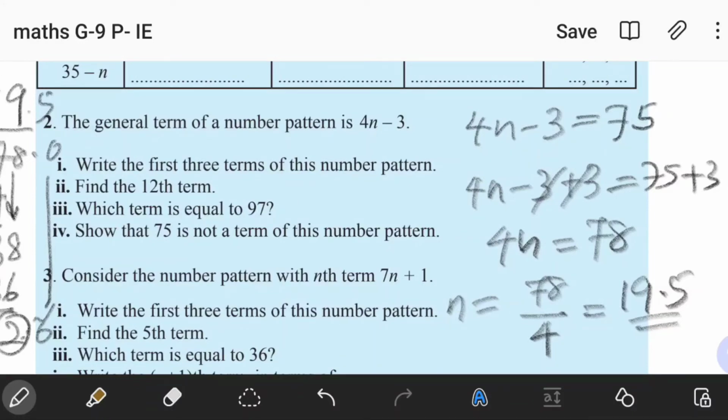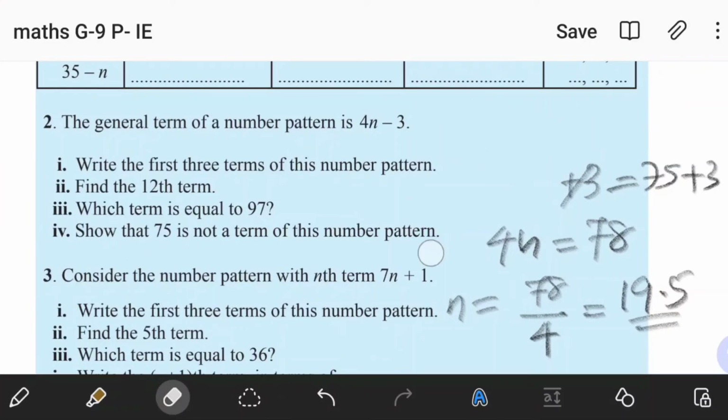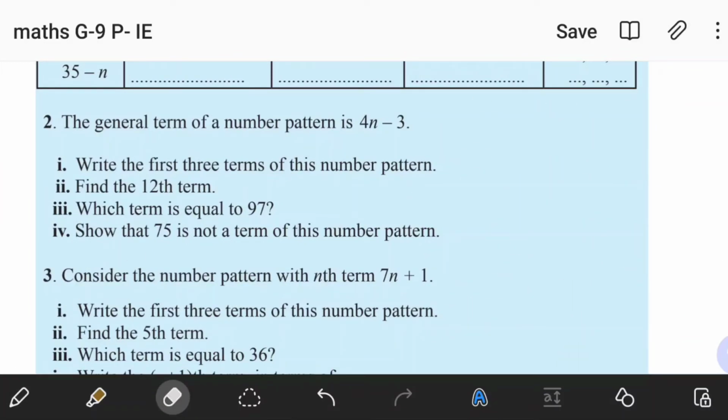So you can write it down saying fractional terms are not possible with arithmetic progression or number patterns like this. Therefore, 75 cannot be a term in this particular number pattern. So that's the proof of that. Okay, so that's how we just develop it.